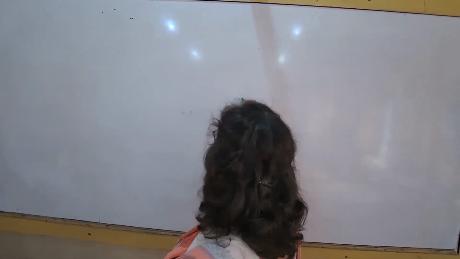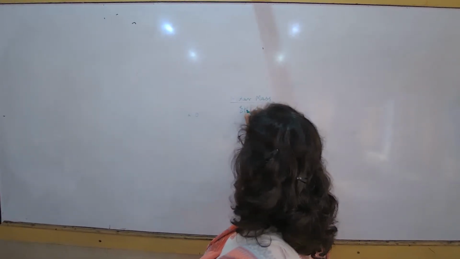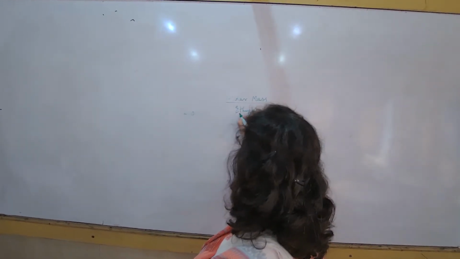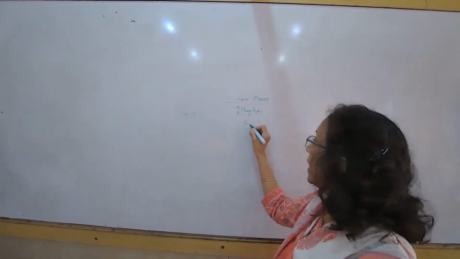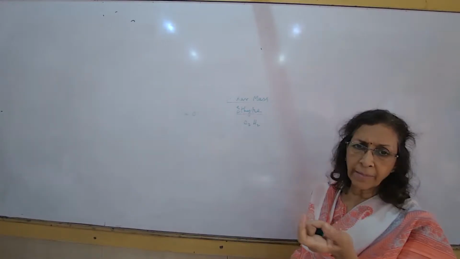Calculate the molar mass of the following substances. C2H2. You remember what is a molar mass? How do we find it out? C2H2. What should we do? We should see the atomic masses and add them up together.